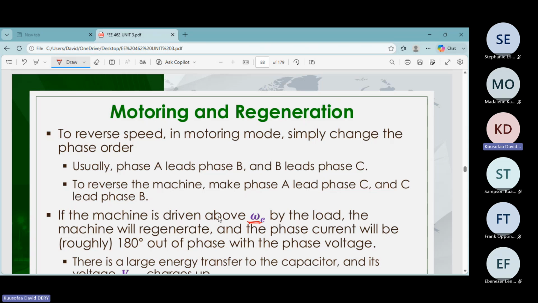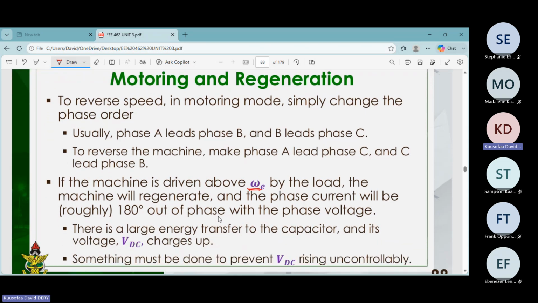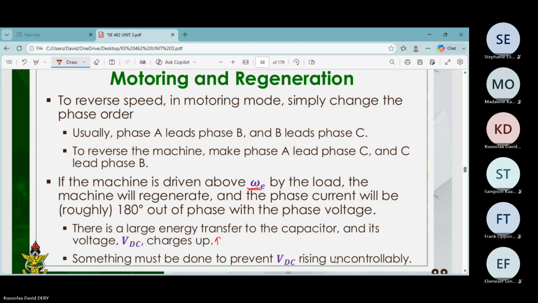And there is a large energy transfer to the capacitor, and its DC voltage is going to charge up. So something must be done to prevent the VDC from rising uncontrollably. So we have to find a way of protecting the capacitor. If the voltage goes beyond a certain value, the capacitor can even burn.